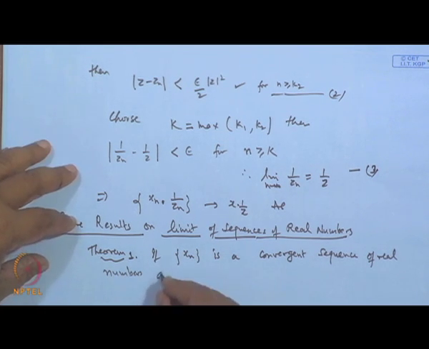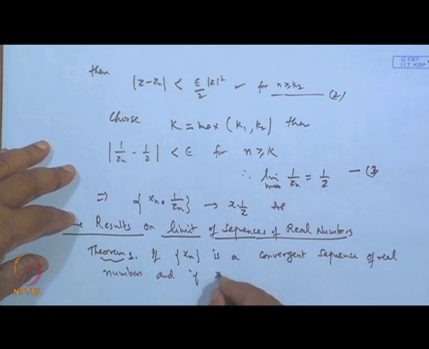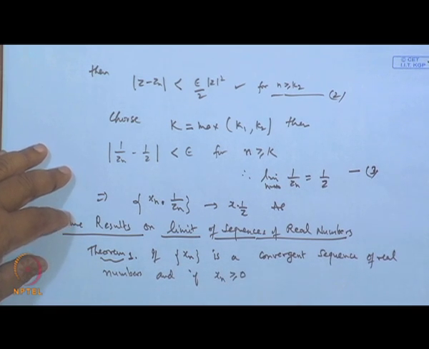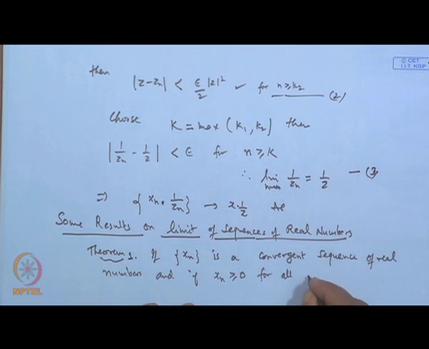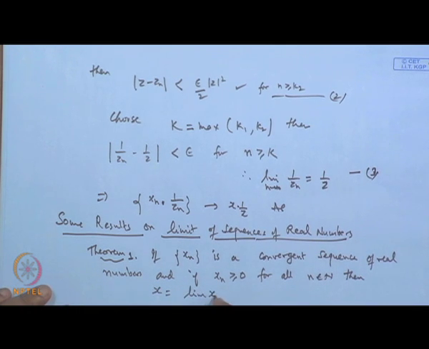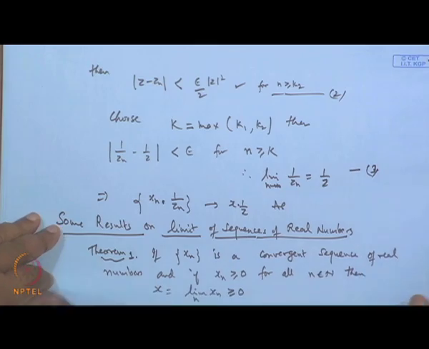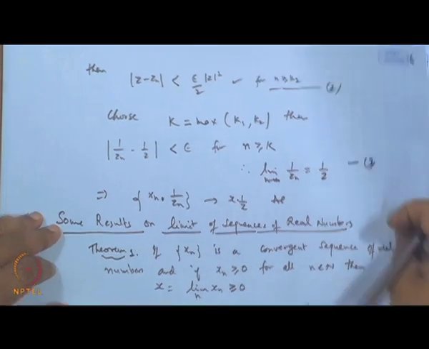and if all the terms of the sequence xn are non-negative, greater than or equal to 0 for all n belonging to capital N, then the limit cannot be negative. The limit x, which is the limit of xn over n, will also be greater than or equal to 0. The limit of a sequence of non-negative terms will always be non-negative.